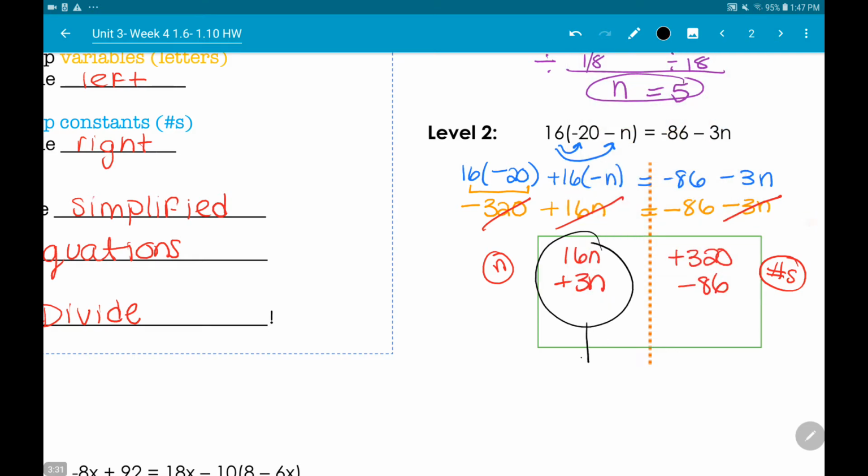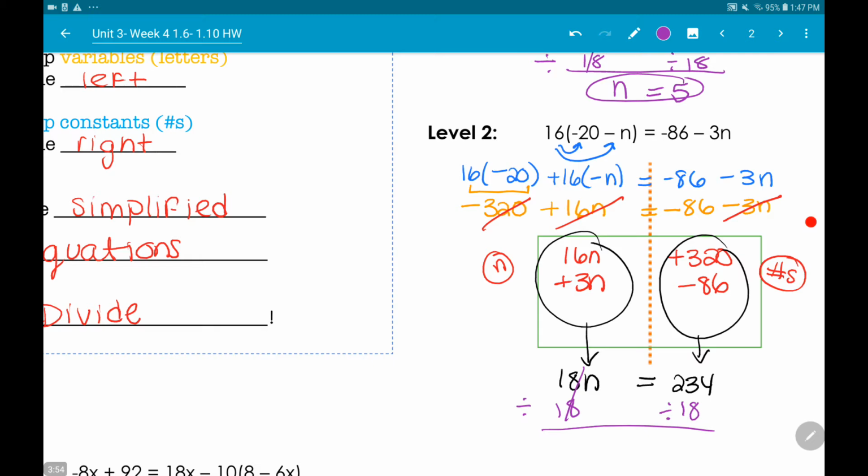All right, let's simplify. I get 18n equals 234. And again, our last step is division. And we get n is equal to 13.